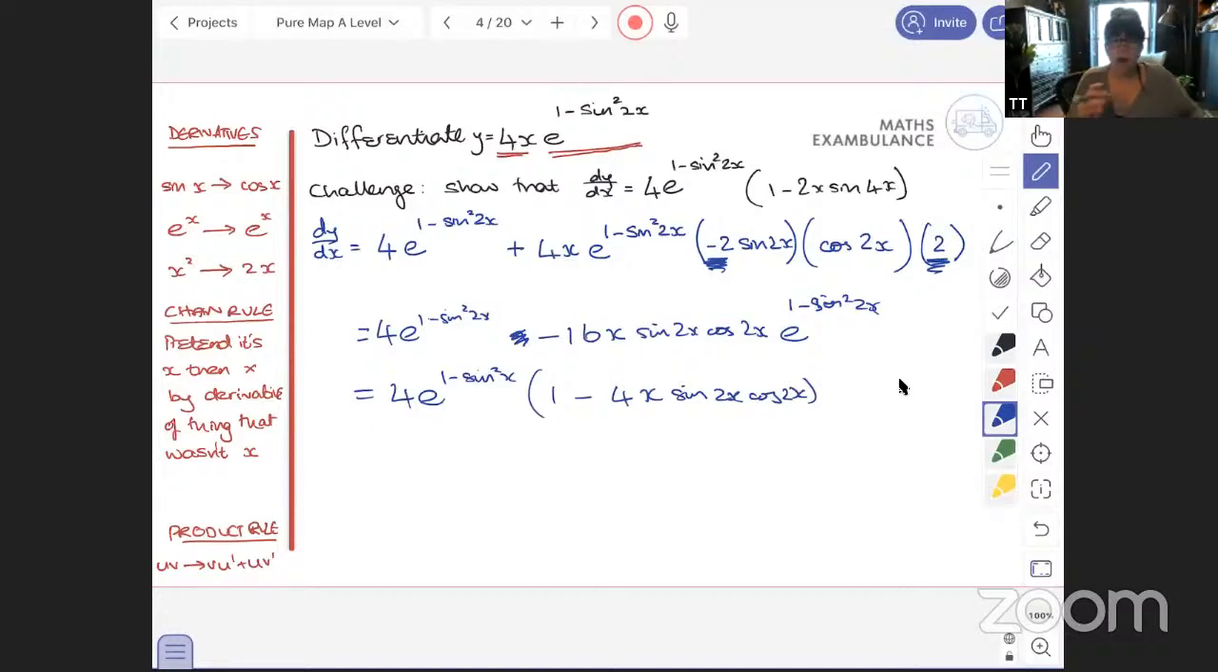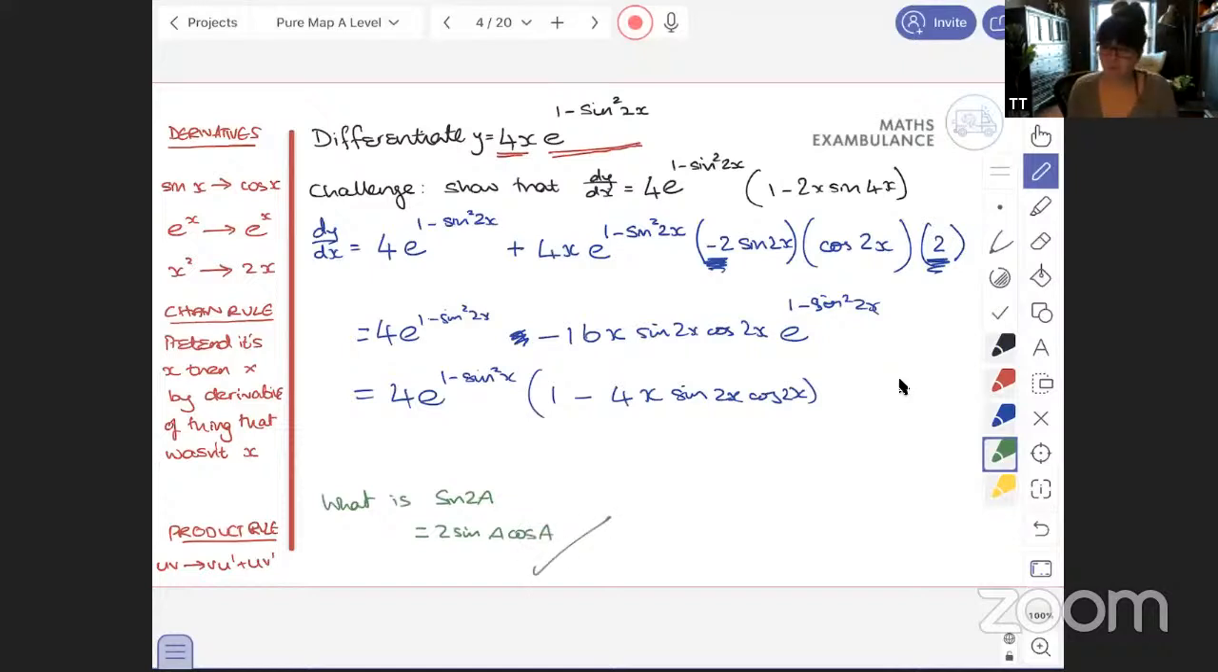So this one I set up deliberately, because I wanted to point out a very, very common thing in exams. If I asked you what sine 2a is equal to, I reckon all of you would know that sine 2a is 2 sine a cos a.